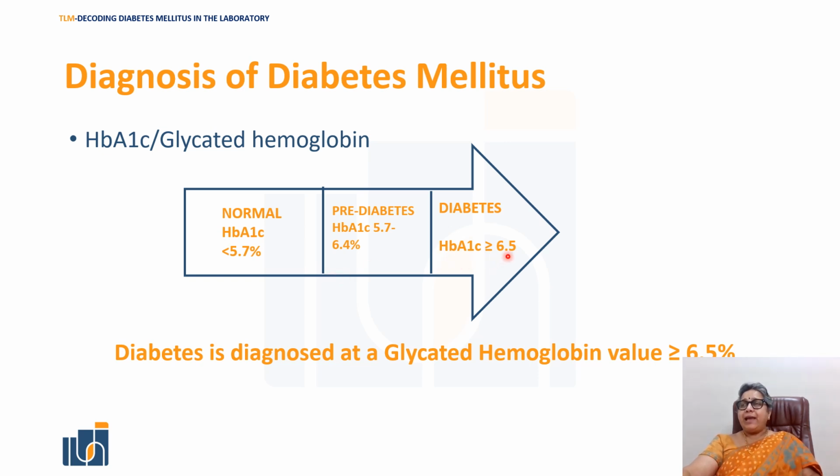HbA1c levels greater than or equal to 6.5% constitute a diagnosis of diabetes. So today we've got diabetes diagnosed at a glycated hemoglobin value greater than or equal to 6.5%. So this one single test today will label you as a diabetic, because it is taking an average 3-month glucose level and therefore it's a better predictor than all the other tests. So this is the number one test for the diagnosis of diabetes mellitus.